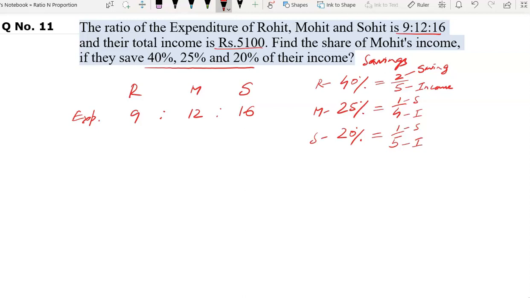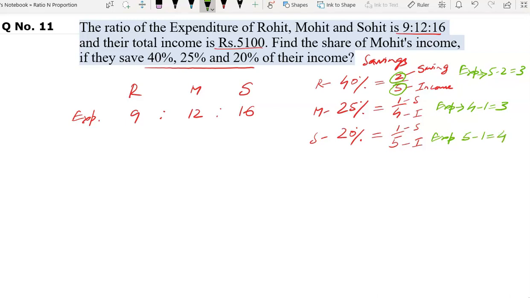Now if income is 5 and saving is 2, then our expenditure will be how much? 5 minus 2, which is equal to 3. In the same way, expenditure of Mohit will be how much? 4 minus 1 is equal to 3. And expenditure of Sohit will be how much? 5 minus 1 is equal to 4.